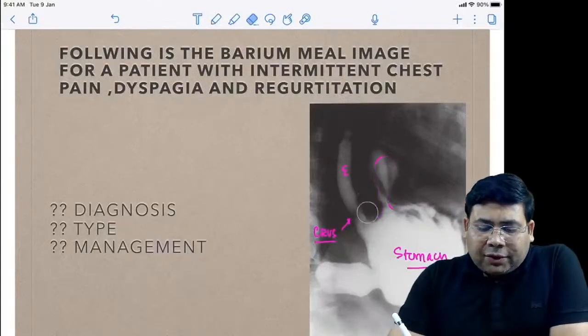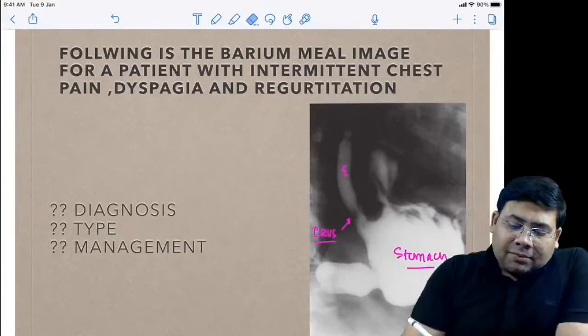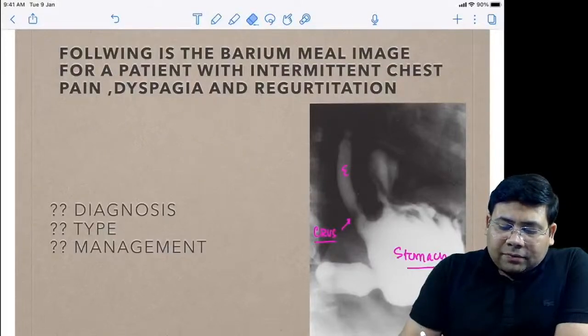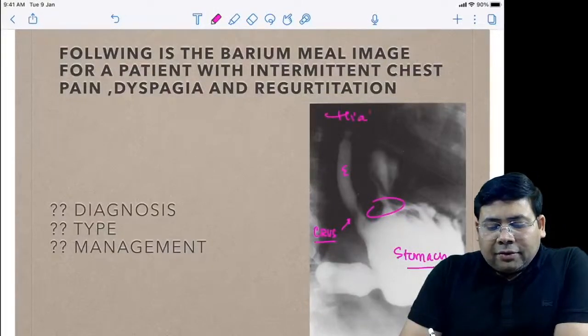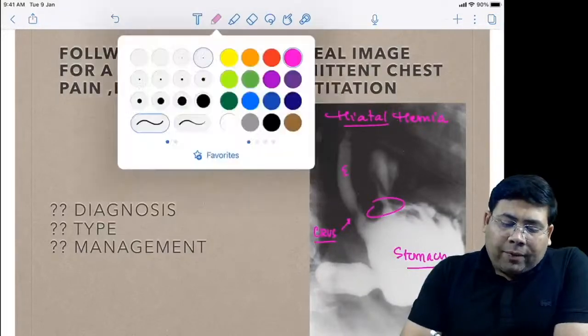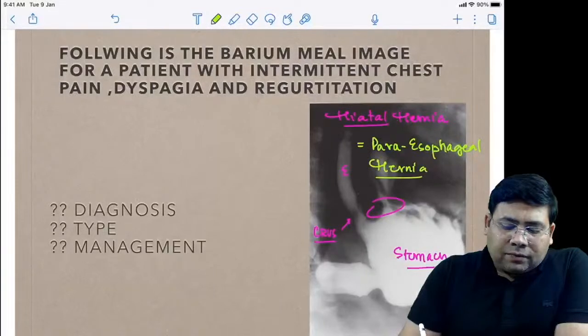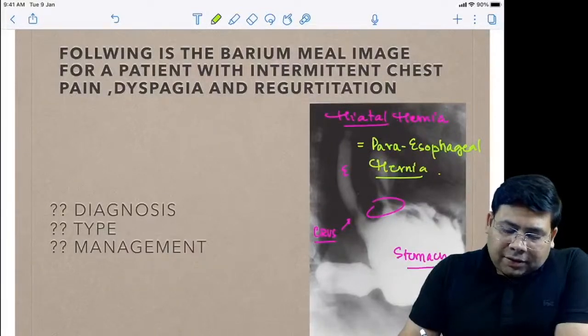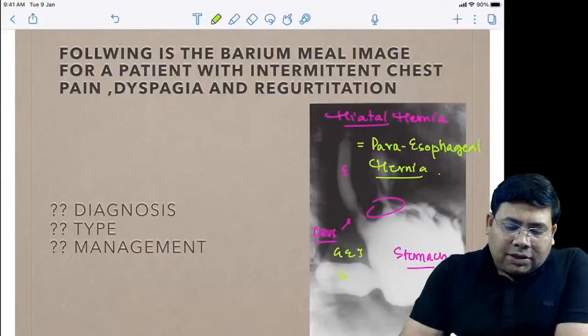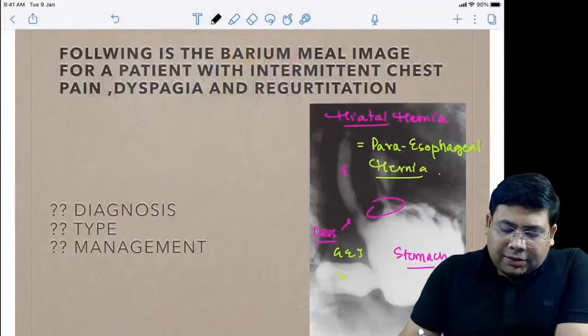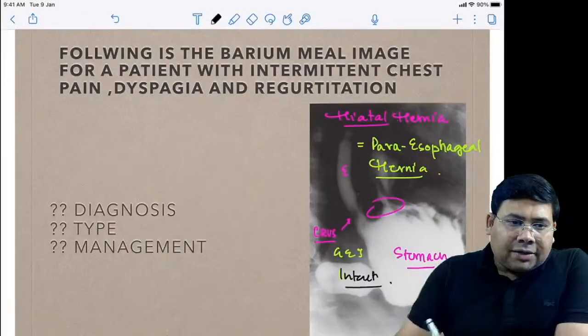Okay. So let us try to understand. That means this is something which is going up via the hiatus. This is a case of hiatal hernia or hiatus hernia. Or better to use the word paraesophageal hernia. Are you getting this or no? So an important fact is that the GE junction is intact in this case.